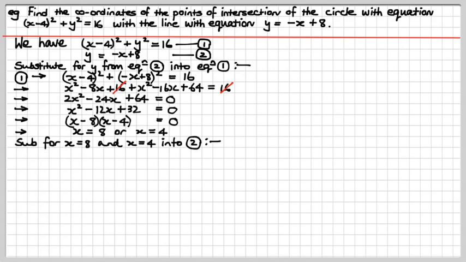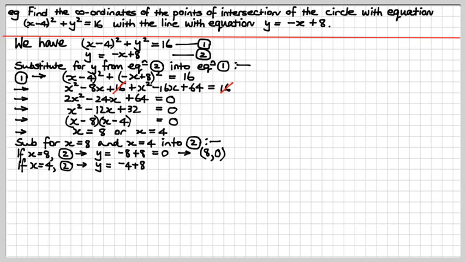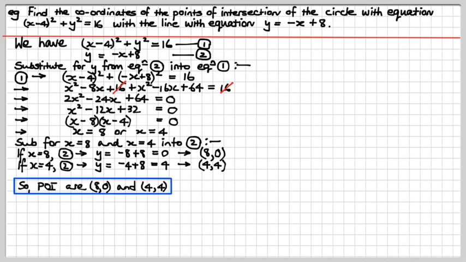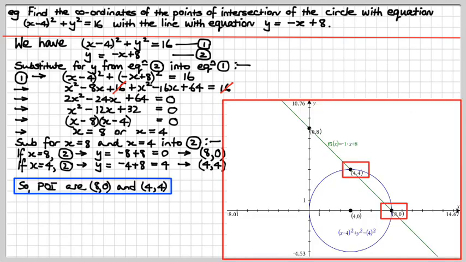So substitute x is 8 and x is 4 into the easier of the two equations, which would be equation 2. And we would get a y coordinate of 0 when x is 8. And then if x is 4, substituting that value in, we'll get plus 4. So that's the other point of intersection. So the points of intersection are 4 and 4, and 8 and 0. Isn't it great? It's pretty beautiful, really.